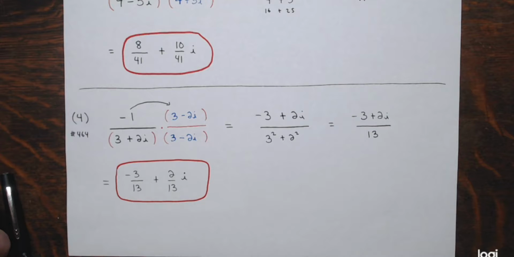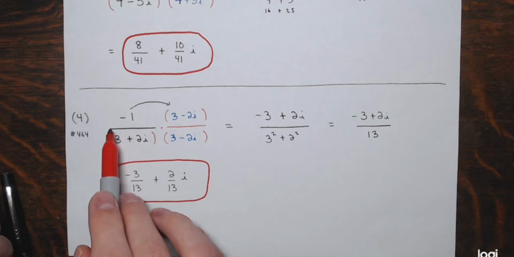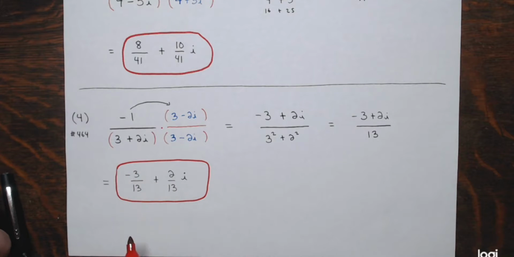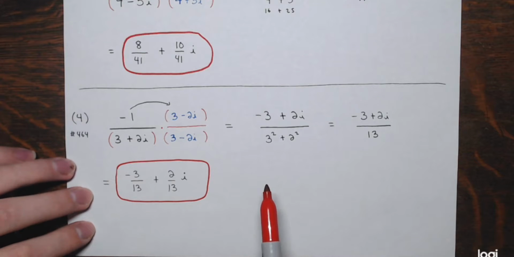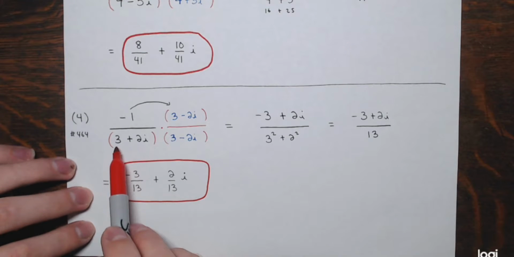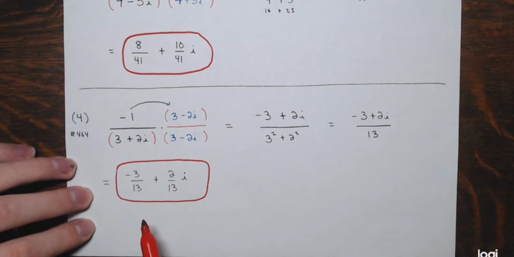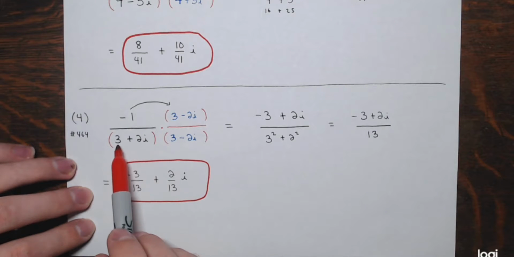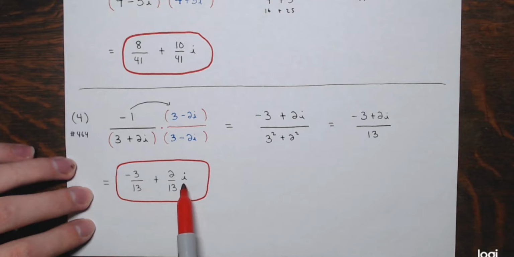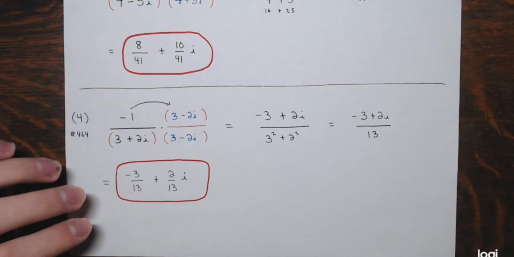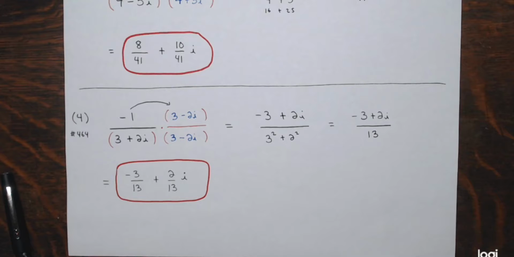Once again, I leave it to you to check: is -1 divided by 3 plus 2i equal to this? Another way to check, which I haven't mentioned yet, would be to multiply 3 plus 2i by -3 13ths plus 2 13ths i and see if you get -1. Take the denominator, the divisor, multiply by the quotient, and see if you get the dividend, fancy words for division. That's another way to check as well. And it should work out. I leave it to you, though.